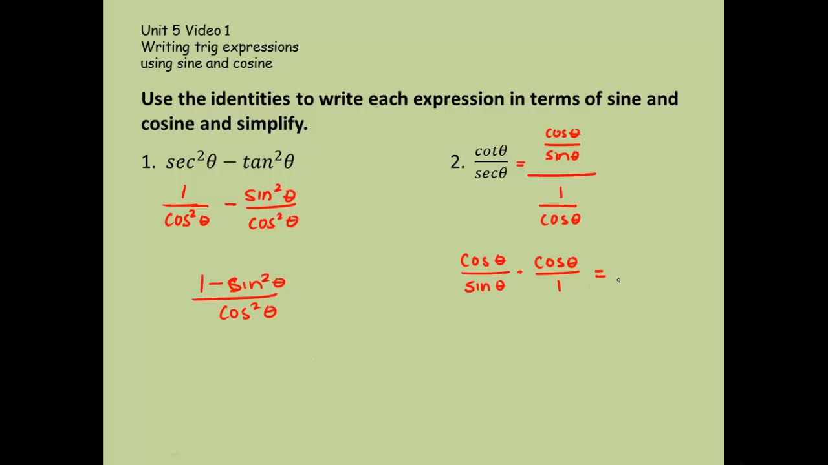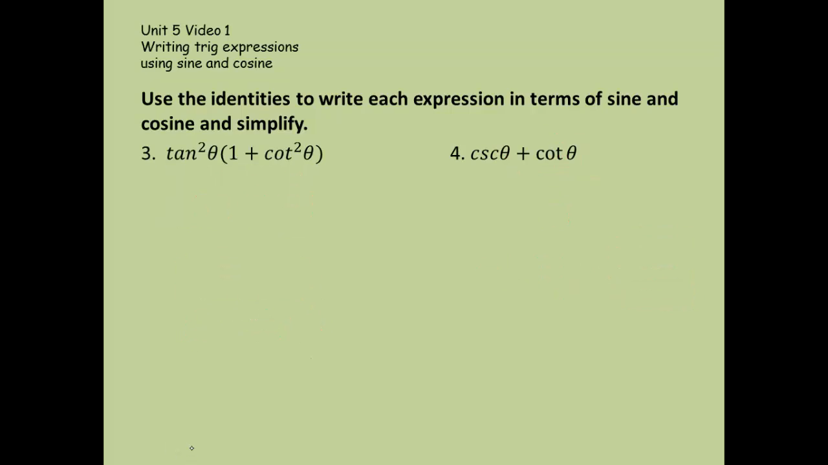So multiplication, I don't need common denominators. I simply multiply across the numerator and across the denominator, leaving me with cosine squared of theta over sine of theta. And that is my answer for this one. So this has been written in sines and cosines, and it has been simplified. All right, the next one.